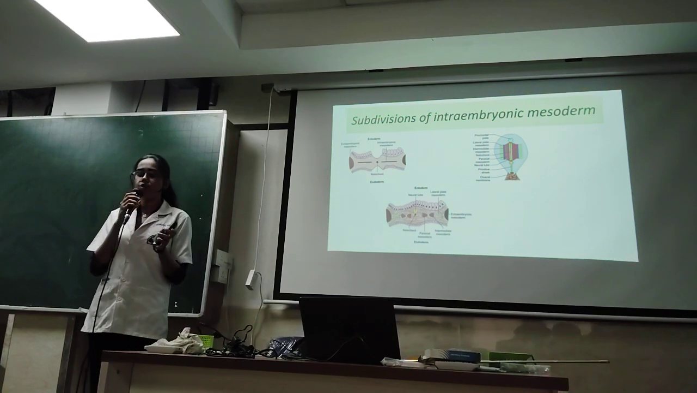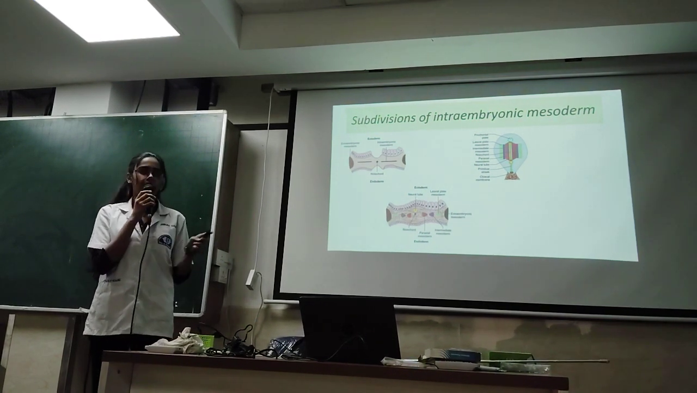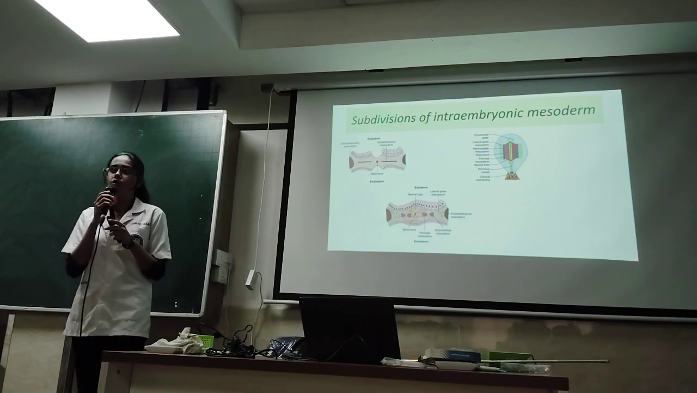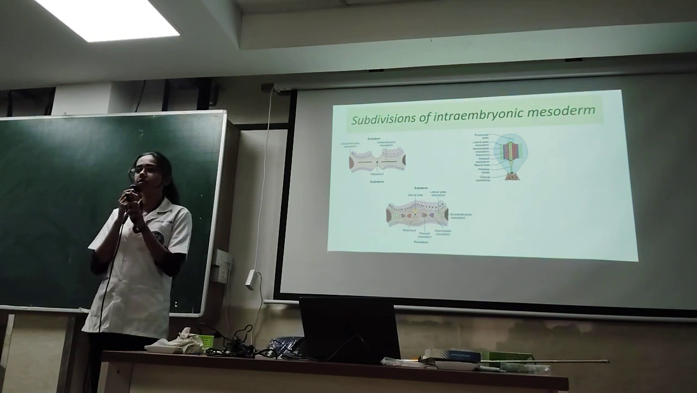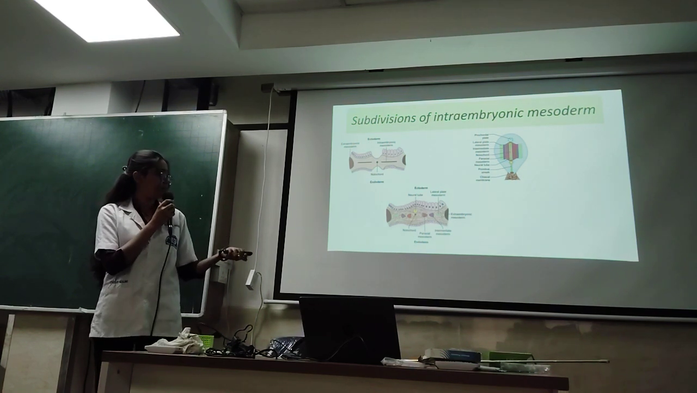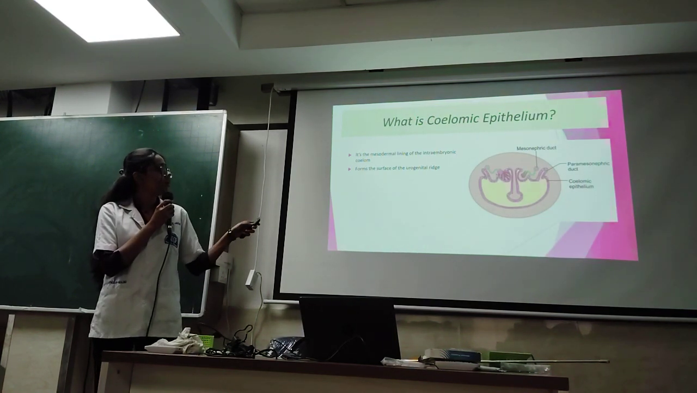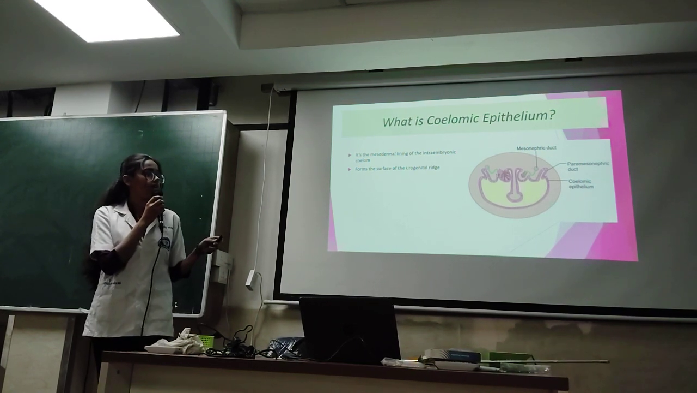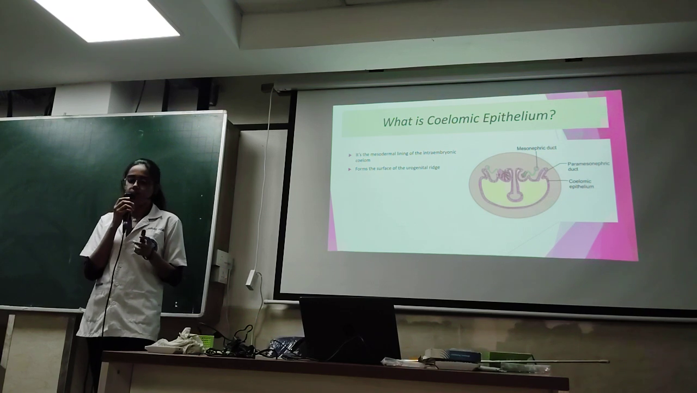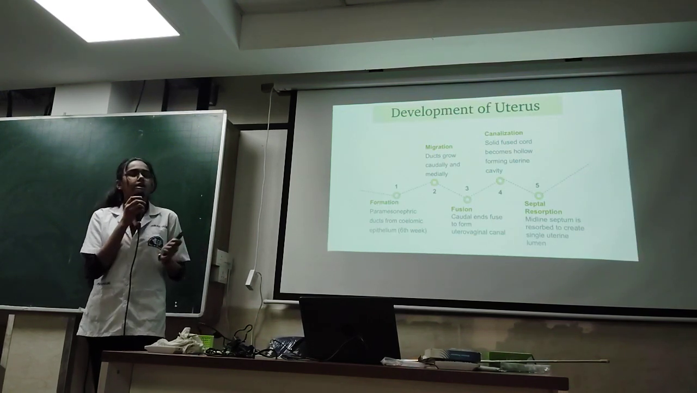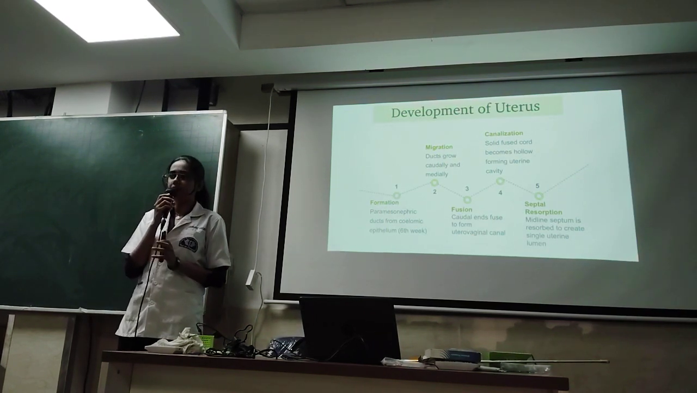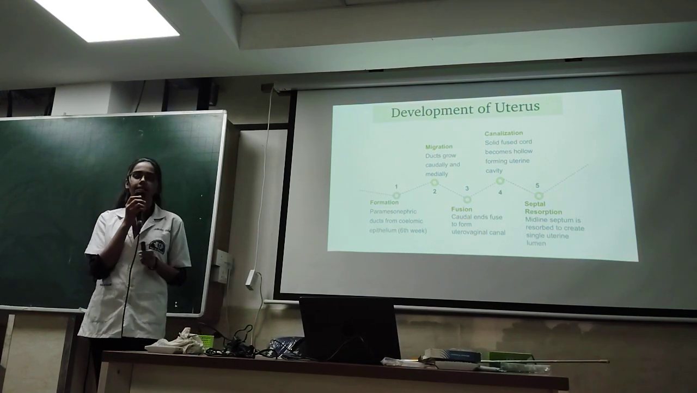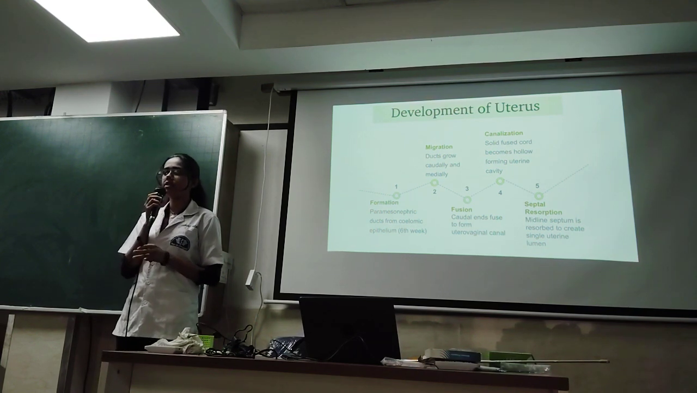Initially, it lies between the paraaxial mesoderm and the lateral plate mesoderm. But after the folding of the head, it forms a urogenital ridge, and the surface covering this ridge is called the coelomic epithelium. This coelomic epithelium undergoes invagination to form the paramesonephric ducts, which are responsible for the formation of the uterus. So the development of the uterus can be divided into 5 steps: formation, migration, fusion, canalization, and septal resorption. Let's understand it better with the help of a diagram.